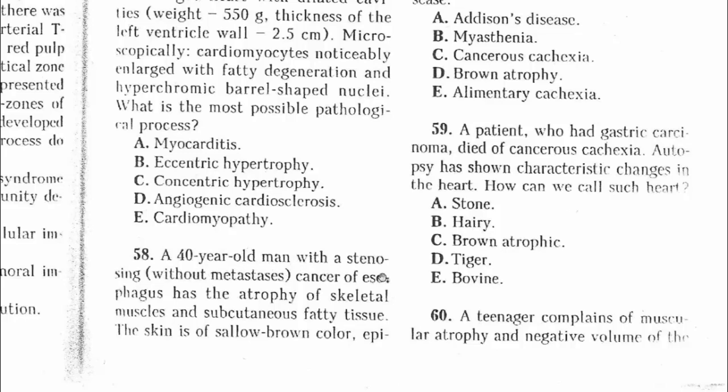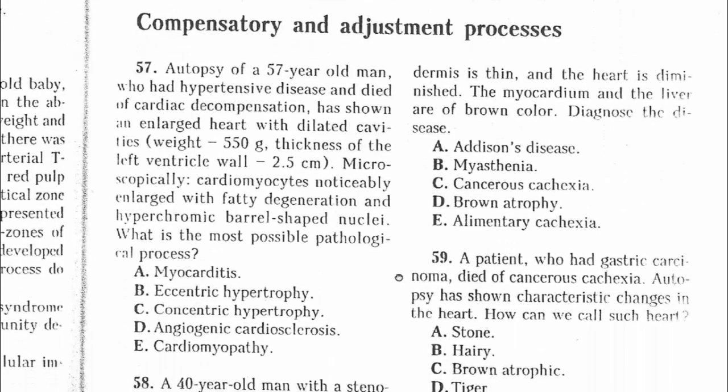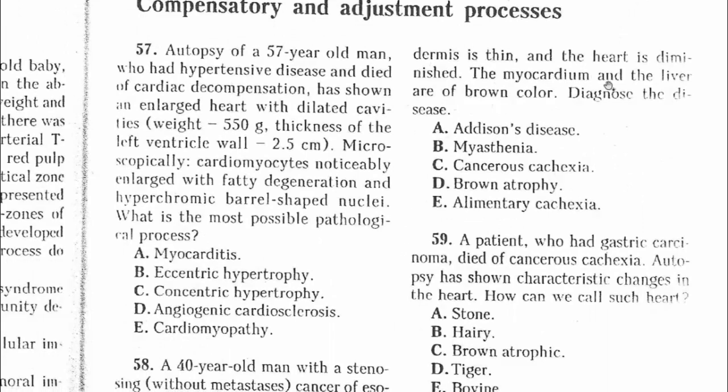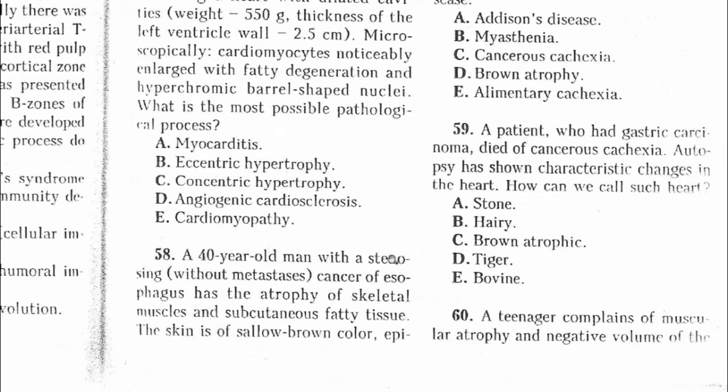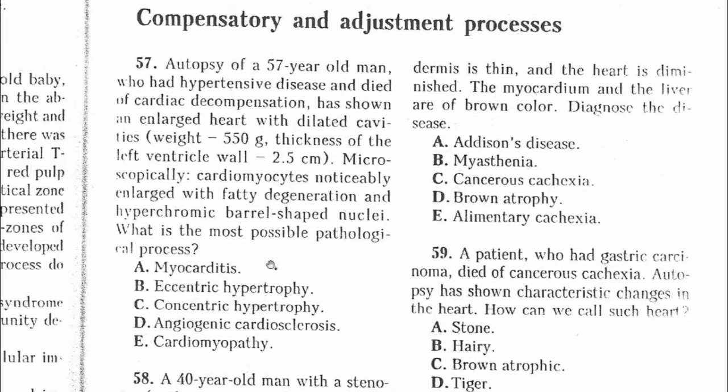58. A 40-year-old man with a stenosing cancer of the esophagus, without metastasis, has atrophy of skeletal muscles and subcutaneous fatty tissue. The skin is of sallow brown color. The epidermis is thin and the heart is diminished. The myocardium and the liver are of brown color. Diagnose the disease. Don't forget, there's no cancer spread here because it's been cleared, without metastasis. In cancer, there's most of the time metastasis.